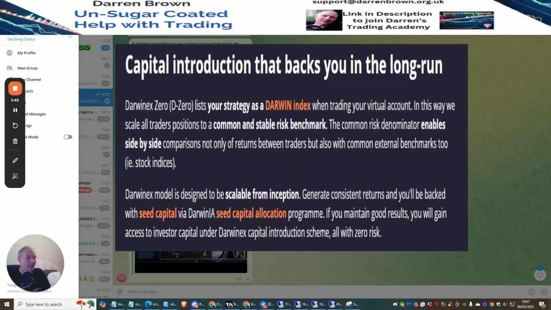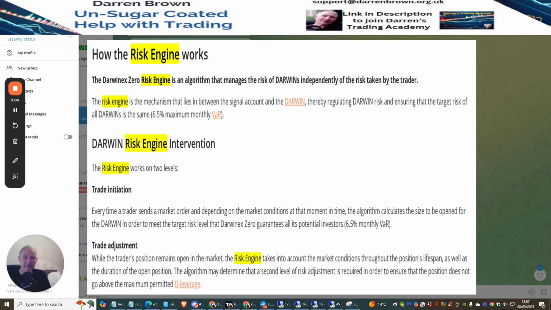He basically gets that Darwin and that opens up that particular strategy that you've followed, and he can then copy that strategy with his own invested money. All right, that's how this system works. Now because of that, there are a few things in place. One of them is a risk engine which is built inside the Darwinex Zero account. This is to protect the investor. It's also to protect the trader.